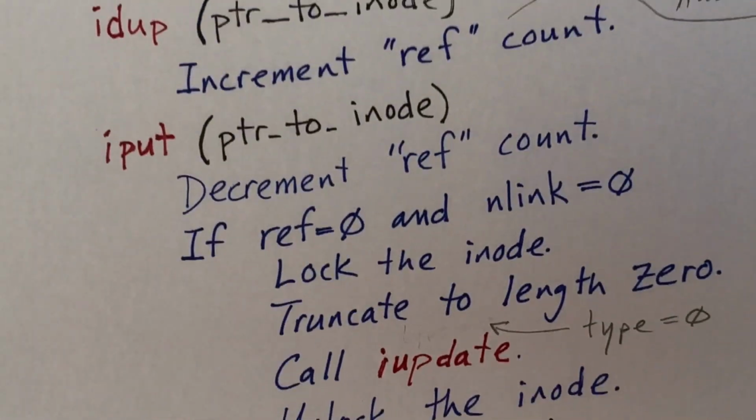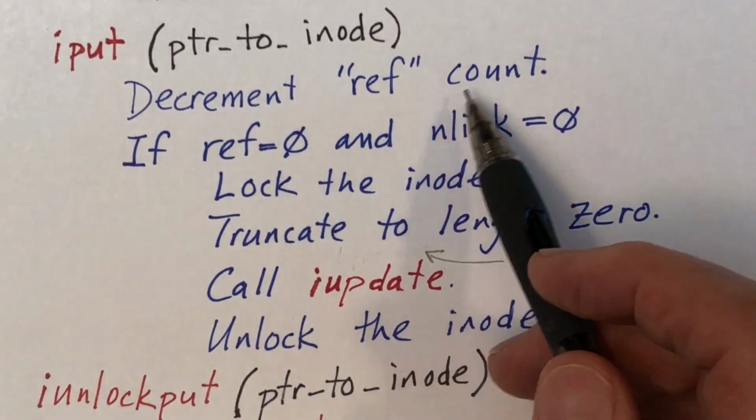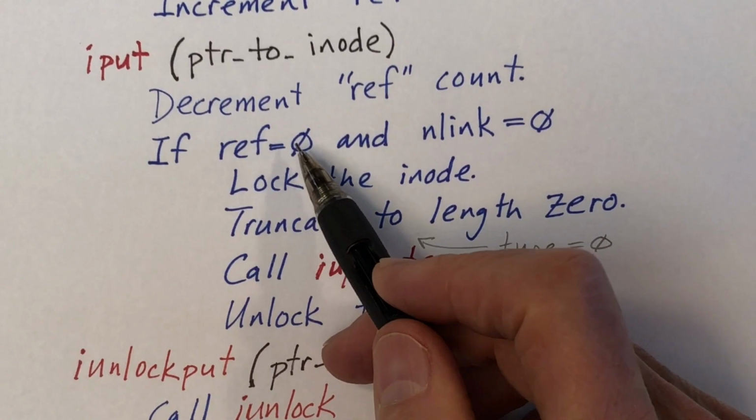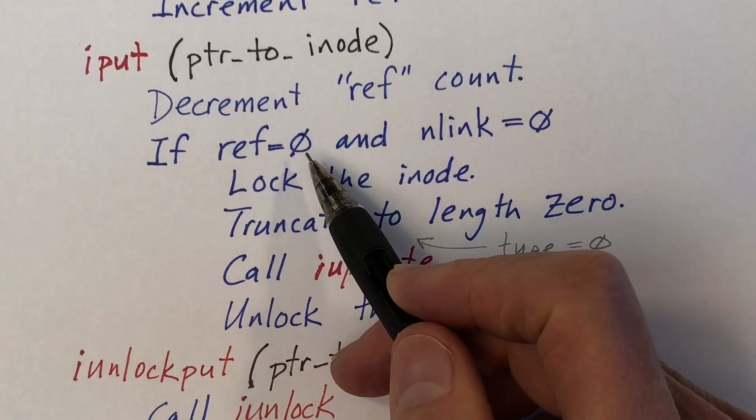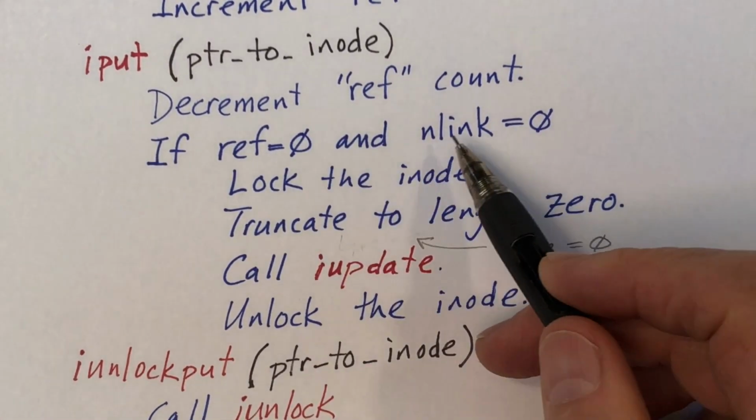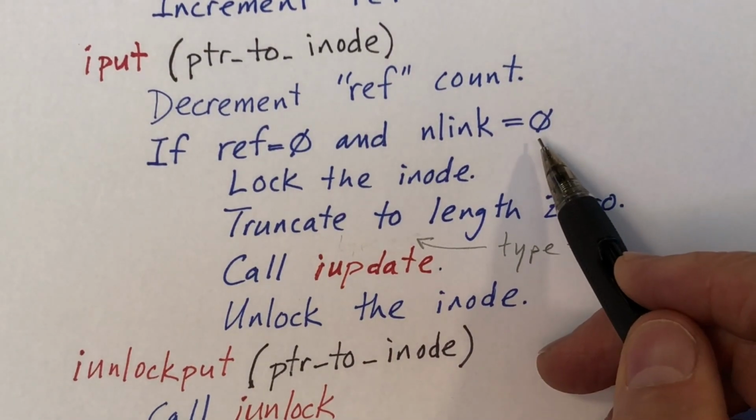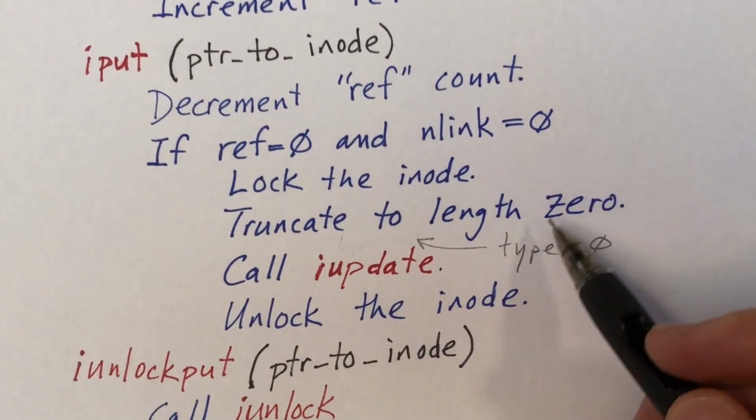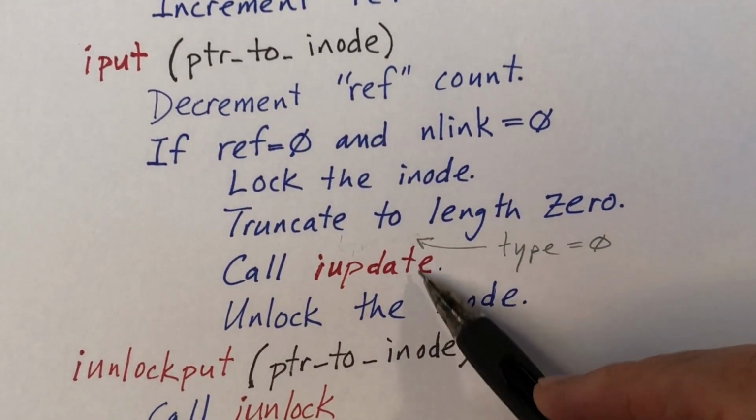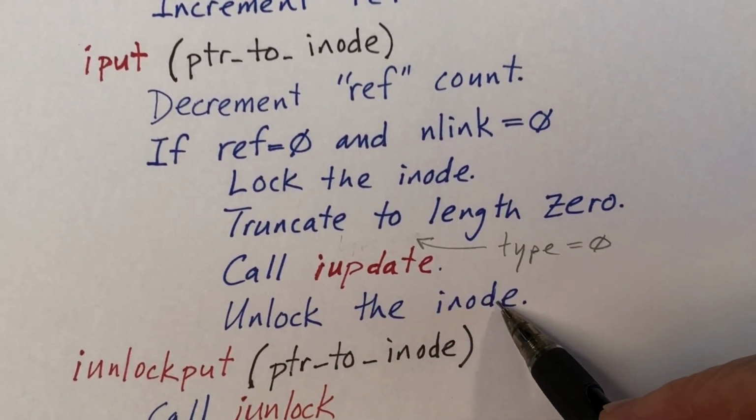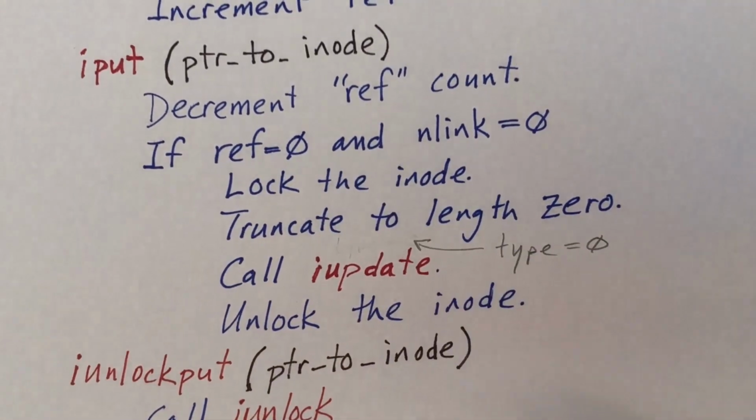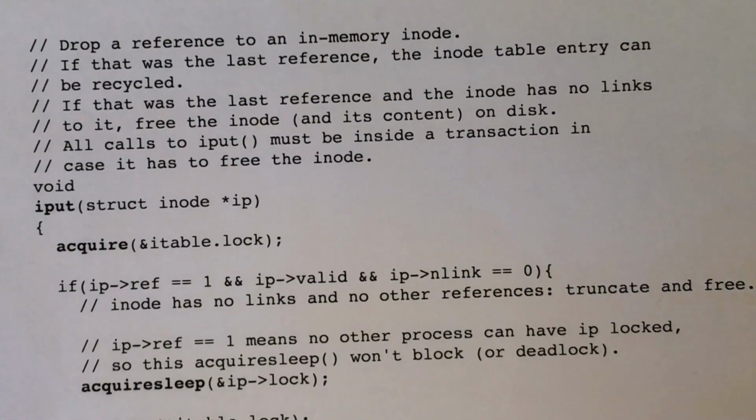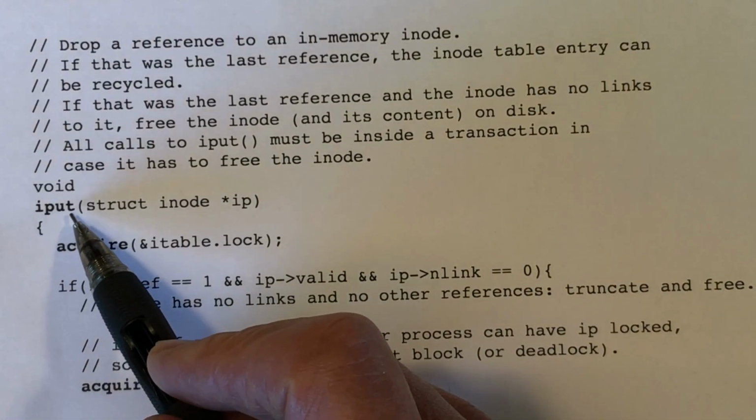Okay, remember what the iput function is going to do. It's going to decrement the reference count. And if that reference count is now 0, that means no other processes are using the cached copy, and if the number of hard links to this file is 0, then we're going to eliminate the file. We're going to truncate it to length 0, set its type to 0, and update everything on the disk. And finally, unlock the inode with a reference count of 0. The cached structure will now be free to be reused for some other inode. So let's take a look at the iput function.